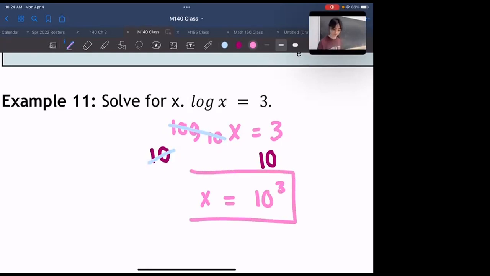Any questions on example 11? So that would work. Yeah, plugging in 10 cubed, if you see it that way, that's pretty good. Yeah, just the way that it's set up. I mean, that works for me.